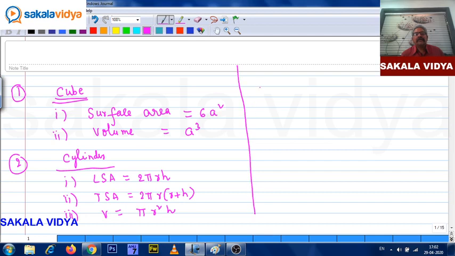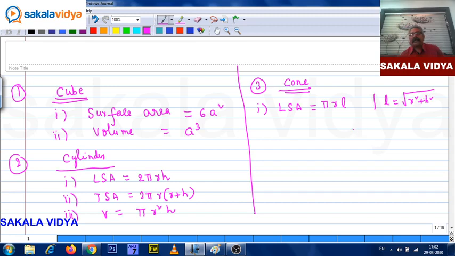Next, third one, cone, lateral surface area pi r l. Here l equals root of r square plus h square. r is the base radius, h is the height. Next, total surface area of a cone is equal to pi r into r plus l. Next, volume of a cone is equal to 1/3 of cylinder, 1/3 of pi r square h.